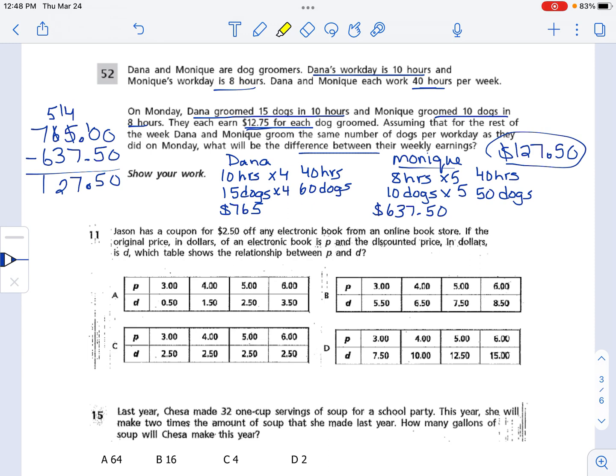All right, here's a little bit of a shortcut. I noticed that Dana grooms 60 dogs, Monique grooms 50 dogs. That's a difference of 10 dogs. So Dana is grooming an extra 10 dogs. Really, we could have multiplied the $12.75 times the 10 extra dogs to find the difference. And that multiplication would take us straight to $127.50.